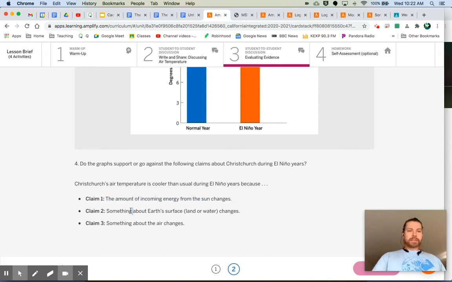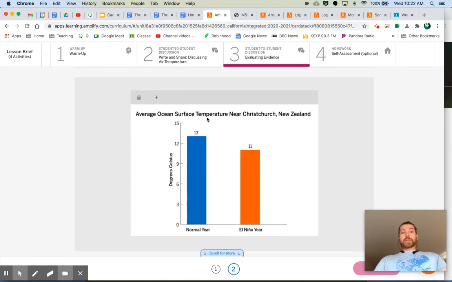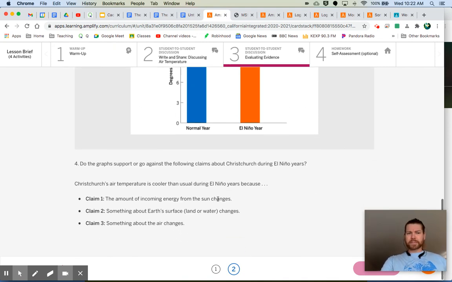What about claim number 2? Something about Earth's surface, the land or the water changes. Well, average ocean surface temperatures, it looks like during an El Nino year are on average 2 degrees colder than a normal year. So it does seem like there is some sort of change in the surface. How about claim number 3, something about the air changes? Well, we know it's colder for sure, but is there actually a change in the air? Well, I think we'll have to continue investigating to really find out if this claim is supported or rejected.